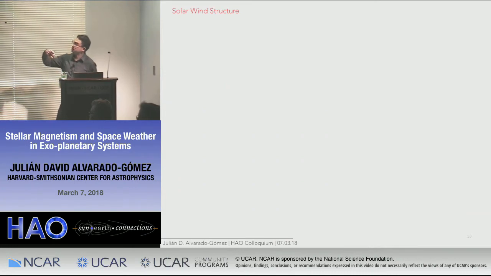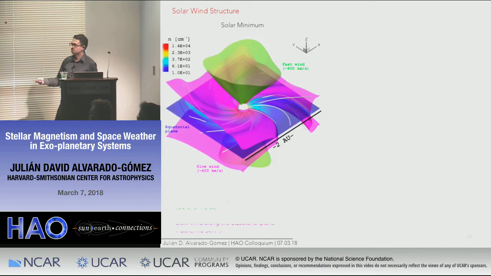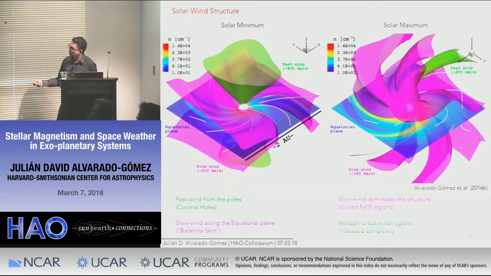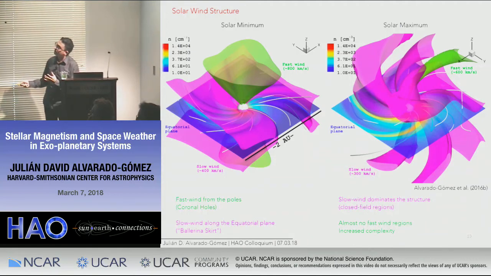We can go even further and try to simulate the winds of the star. But before doing any stars, we have to do the Sun, and this is something that we did. It was published two years ago. We were doing these Alfvén wave simulations of the solar wind, and we get this textbook picture of the solar wind during solar minimum, with the fast wind coming out of the poles represented by this shade here, and the purple shade is the slow wind.